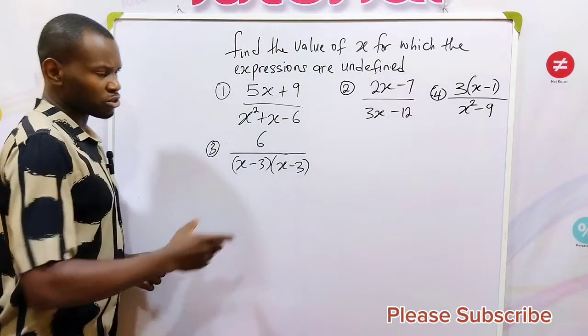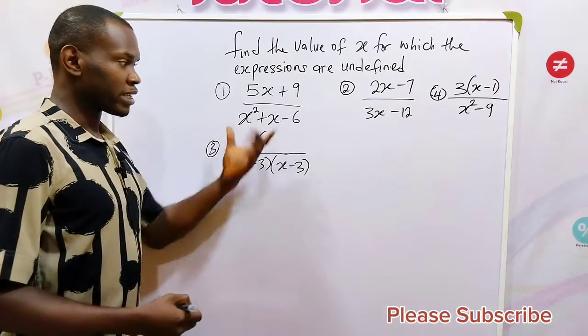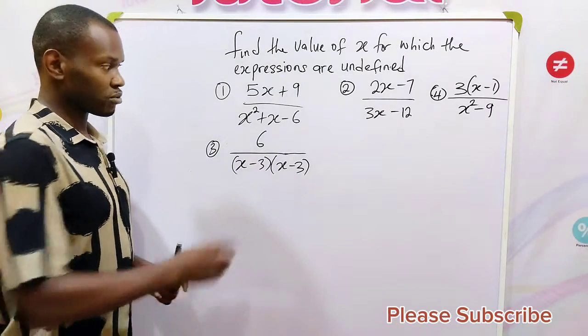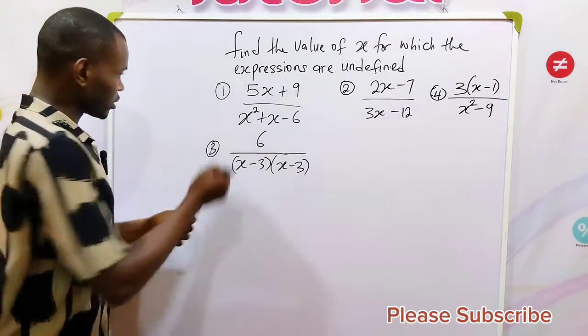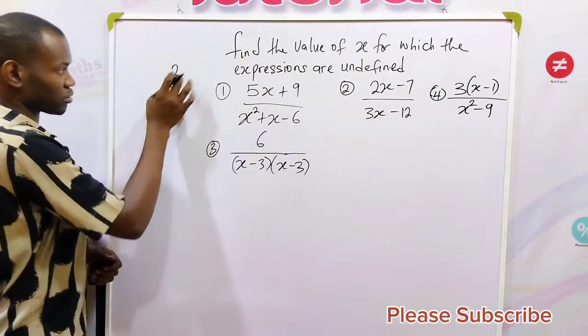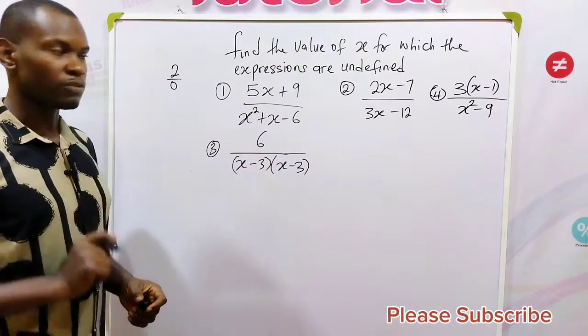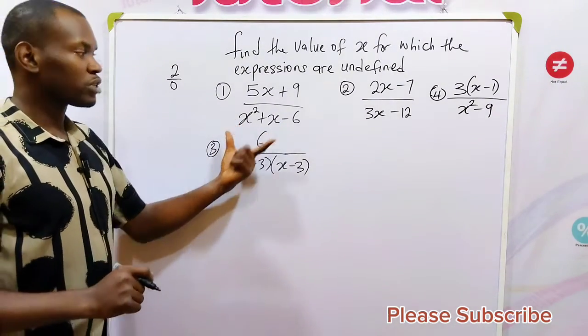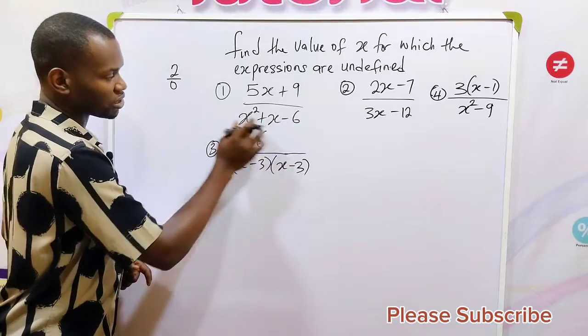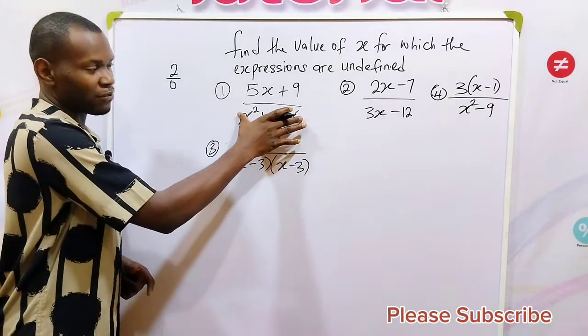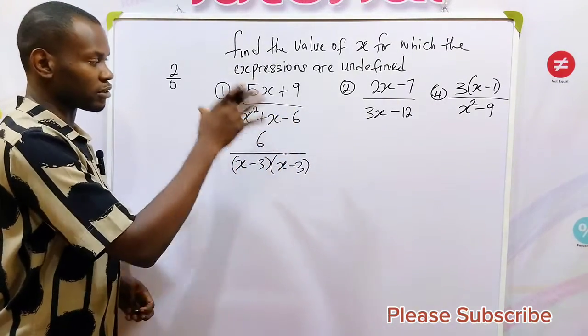Now, for an expression to be undefined, that expression has to be over zero. I mean, when you have a fraction. If I have 2 over 0, this expression is undefined. So what we are actually looking for, in a sense, is what can we do to this denominator to make sure that everything here is a 0.